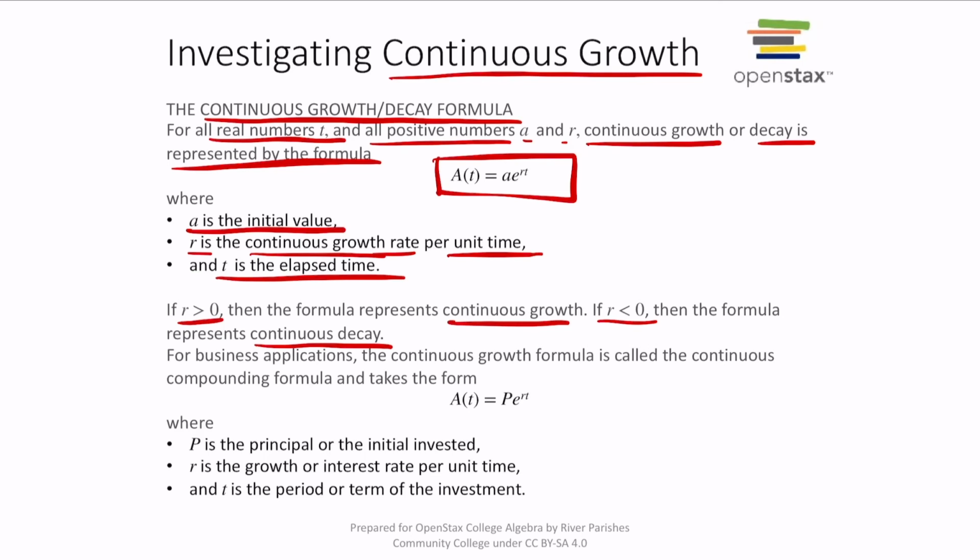So the r value itself represents the actual rate, the continuous growth rate. Here if r is negative, it is a decay rate. If r is positive, it is a growth rate. That is how we can differentiate between the two different types. For business applications, the continuous growth formula is what we call the continuous compounding formula. We write it as A(t) equals P e to the power rt, where P is the principal, r is the growth rate or the interest rate per unit time, and t is the time period of investment.